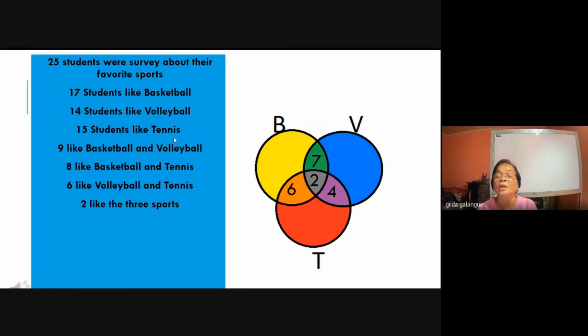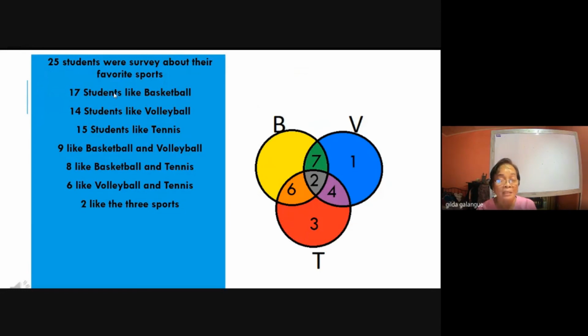We can go to 15. 15 like tennis. Look at tennis. 6 plus 2 is 8. 8 plus 4 is 12. So 15 like tennis. We have already 12. What is missing to 12 to make it 15? The answer is 3. 14 students like volleyball. 7 plus 2 is 9. 9 plus 4 is 13. What is missing to 13 to make it 14? The answer is 1.